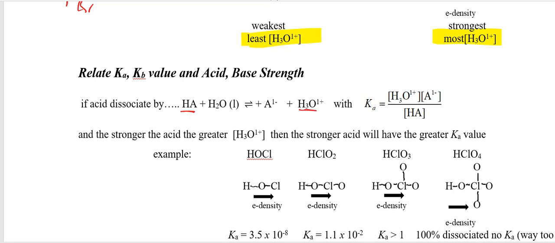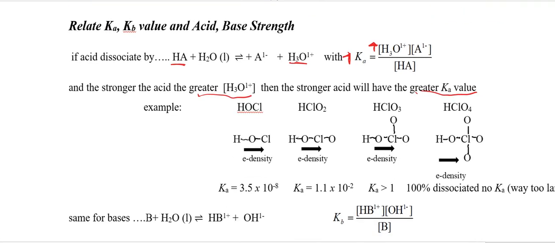Well, the more hydronium concentration, if you look at the equilibrium expression, this number here is going to get bigger. So if that number gets bigger, the Ka value gets bigger. So the stronger acid, the greater the hydronium, greater the Ka value. So you can either look at the structures or the Ka values. All right, depends really what you're given in the problem.